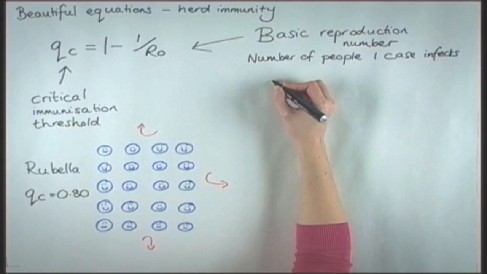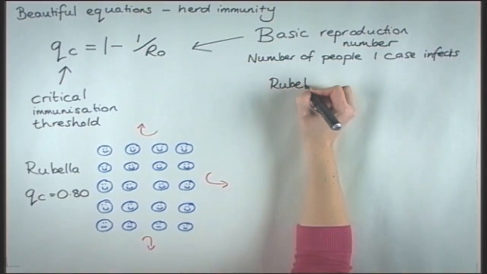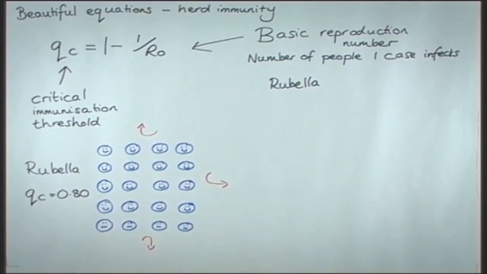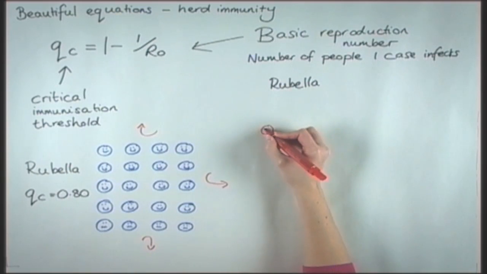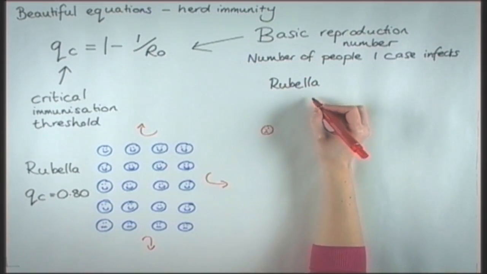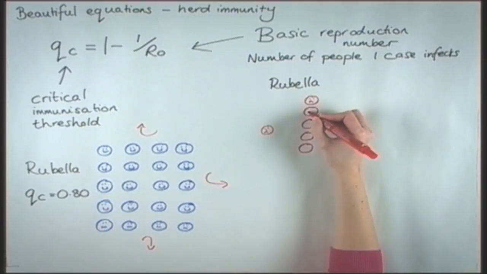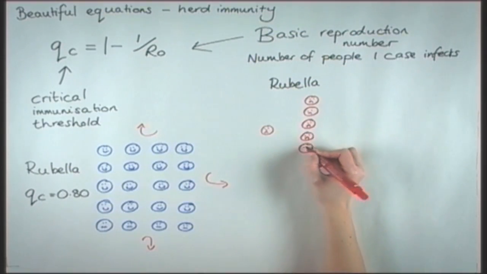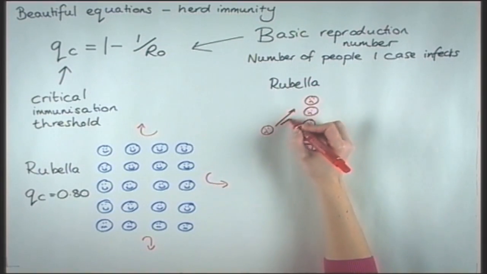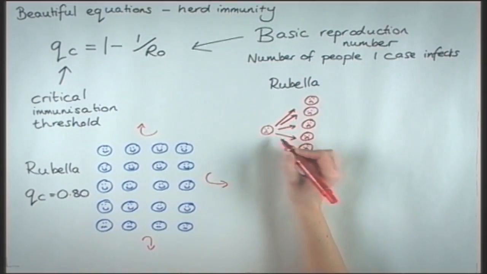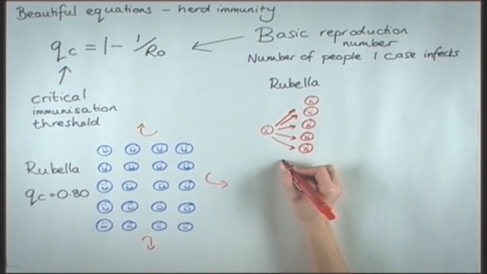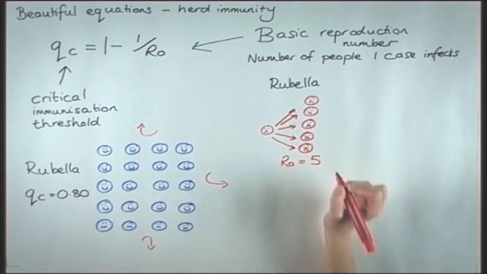There are, of course, other factors to do with the length of time the person is infectious for. For rubella, for each infectious case, this leads to a further 5 new cases. Therefore, for rubella, R0 equals 5.